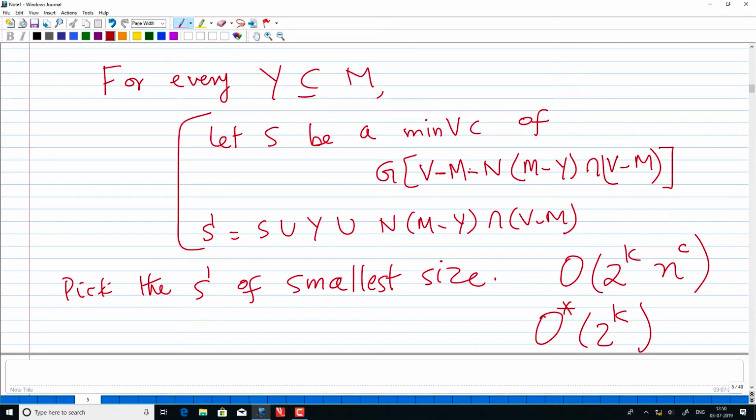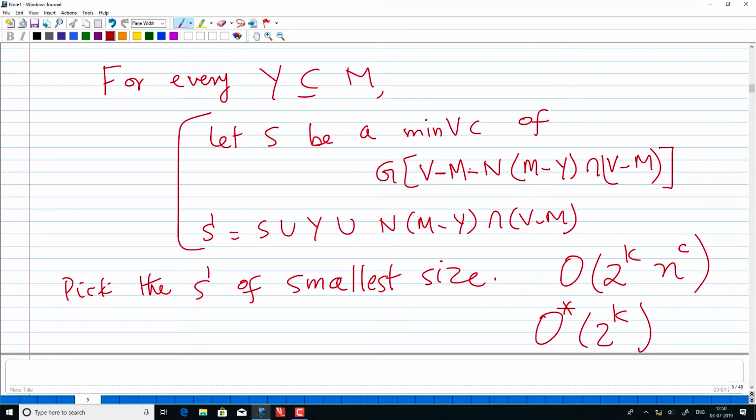So clearly, this algorithm looks like an exponential algorithm. It is an exponential algorithm. But if k is small, right? If k is a constant, it's a polynomial time algorithm. What happens if k is like log n? Still polynomial. Why? 2 power log n is n.